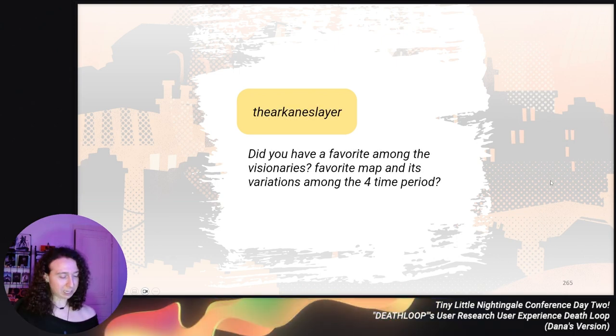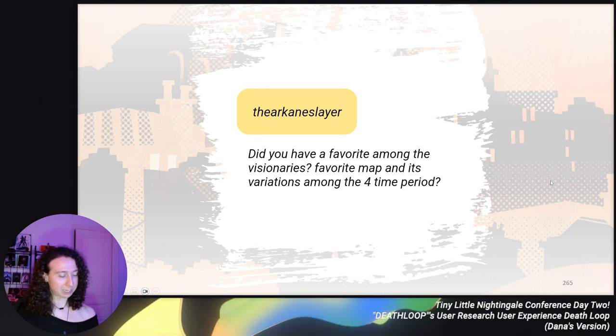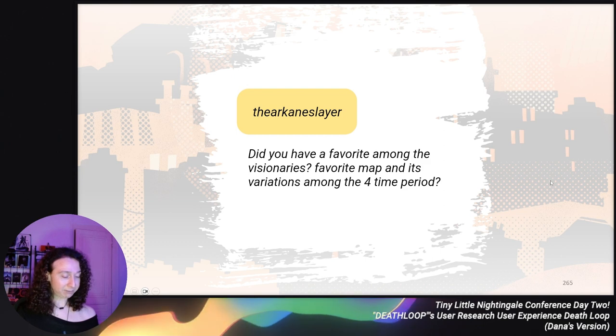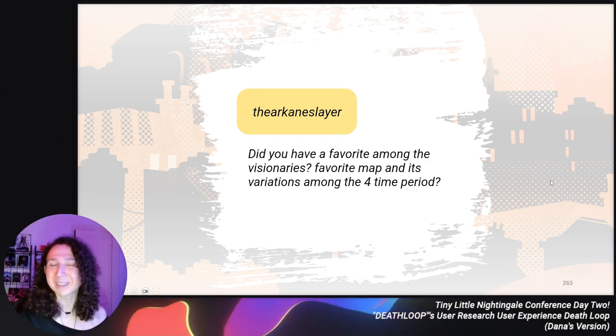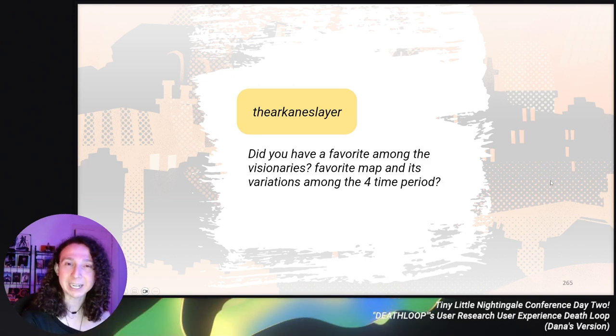Do you have a favorite among the visionaries, favorite map and its variations among the four time periods? Favorite visionary is Wenji Evans, easy. Favorite map and its variations among the four time periods? Not really. Don't ask me to pick my favorite child.